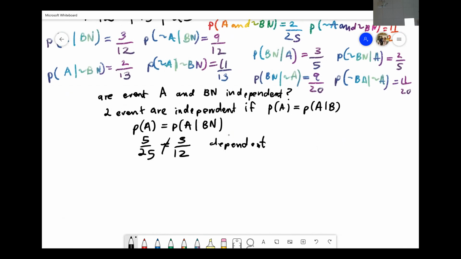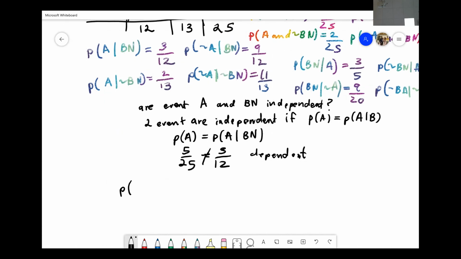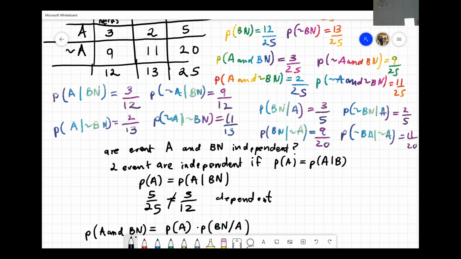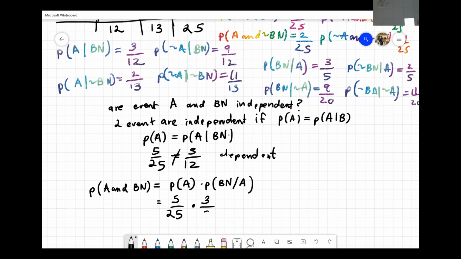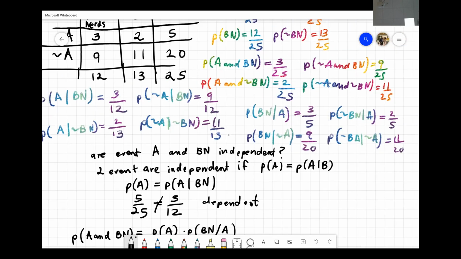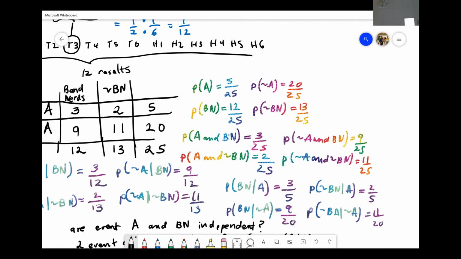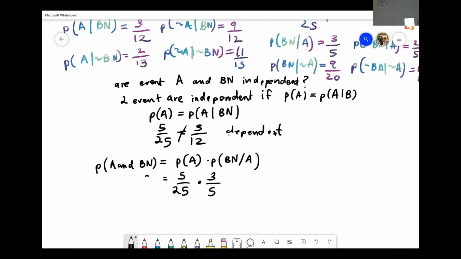Now, I want you to see that the probability of A and band nerd indeed is the probability of A times the probability of band nerd given A. Well, what's the probability of A? Sorry, it's 5 out of 25. What's the probability of band nerd given A? Oh, it's 3 out of 5. Well, we wrote here that the probability of A and band nerd is 3 out of 25. Is that the case? Yes, it is.